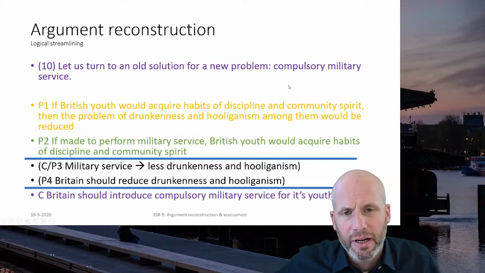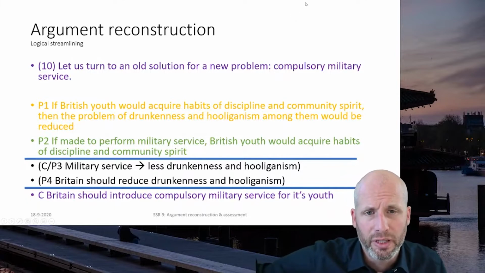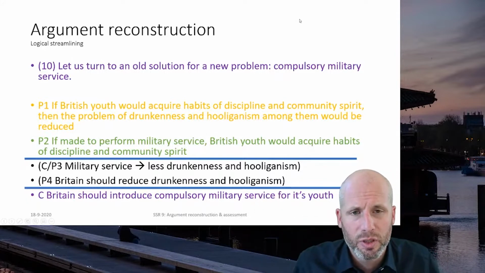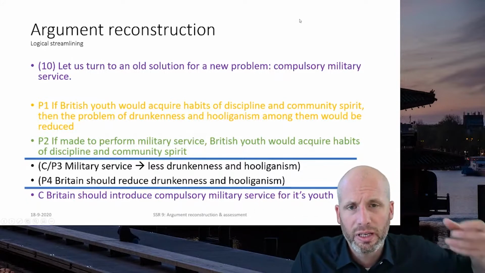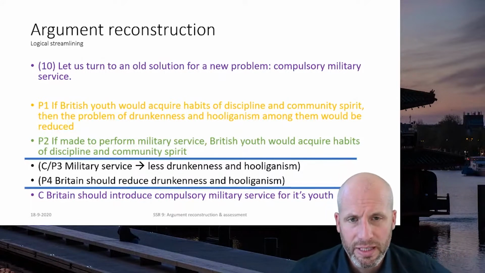Again, the takeaway here is not specifically related to the contents of the example. I just tried to show you what we did. So we tried to logically streamline, which means reconstructing in a way that makes the intended logical structure more explicit by using if-then statements and making interim conclusions explicit.